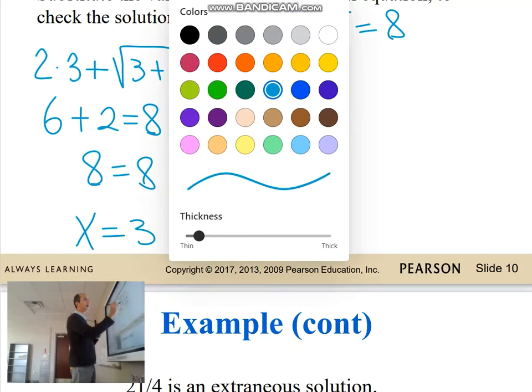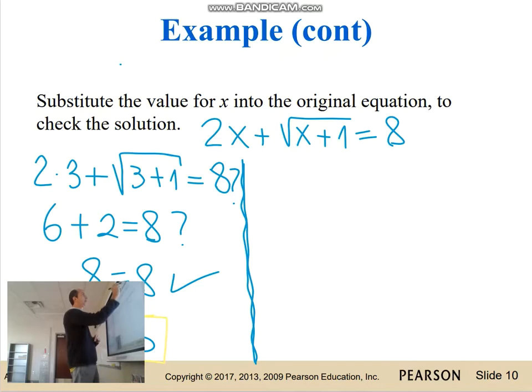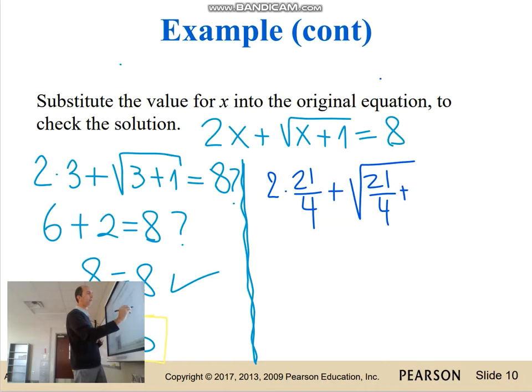Now, let's find out if the other one, x equals 21 over 4, is a good solution or not. Check here, plug in. Plug in into the original equation: 2 times 21 over 4 plus square root of 21 over 4 plus 1. And check if this is equal to 8.